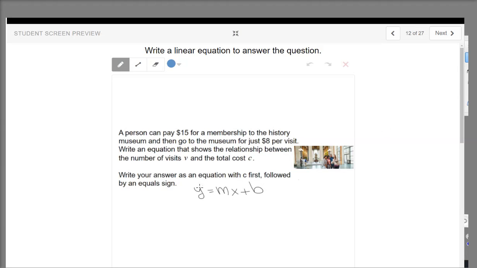So same thing. These are linear equations. P is your initial value, and M is the slope. It's a number, not 1x or 3x or whatever, or 8x's. It's just a number. All right, so let's see. A person can pay $15 for a membership to the History Museum, and then go to the museum for $8 per visit. So if you go 1 time, you pay 8. If you go 2 times, 3 times, 4 times.